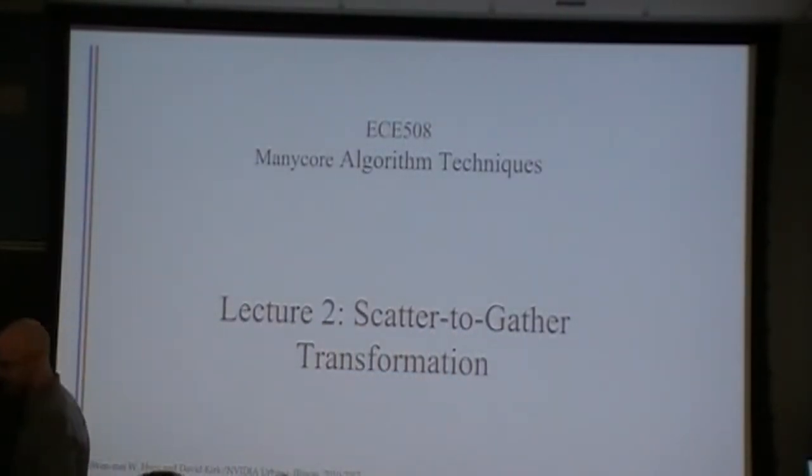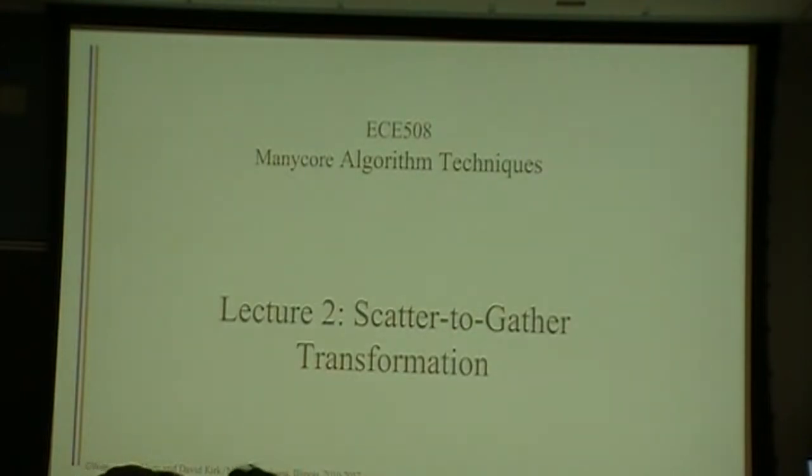Scatter-to-gather transformation. This is basically a way of doing a particular kind of common computation pattern in HPC, so high performance computing, that we often see in CPU code. You want to do this kind of transformation when we're moving to GPU code. There's an example that's about half this lecture that I think will make that a little more clear.